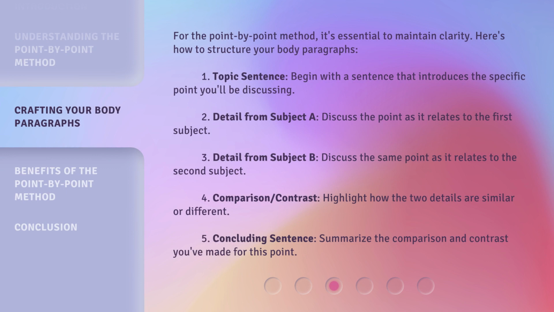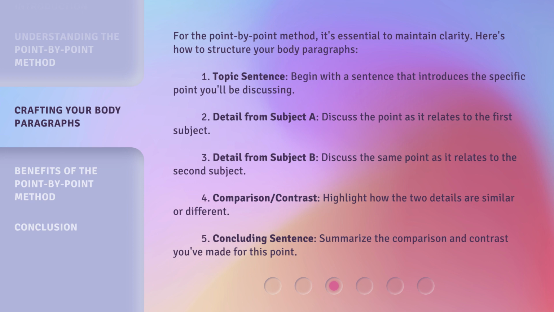For the point-by-point method, it's essential to maintain clarity. Here's how to structure your body paragraphs. 1. Topic sentence. Begin with a sentence that introduces the specific point you'll be discussing. 2. Detail from subject A. Discuss the point as it relates to the first subject.